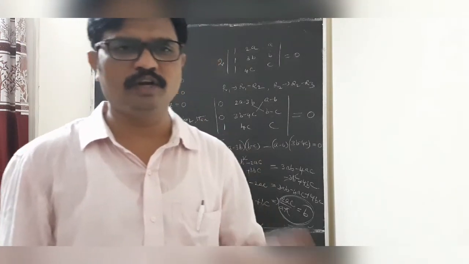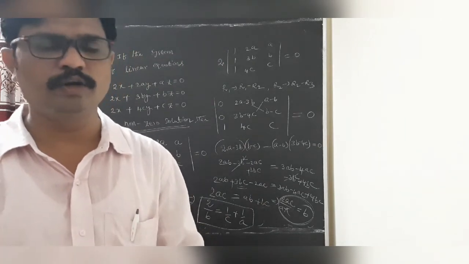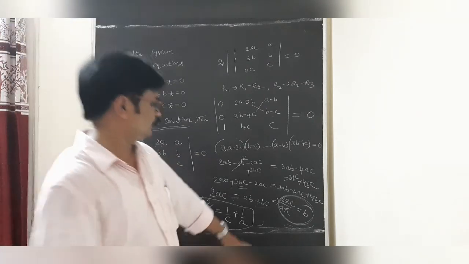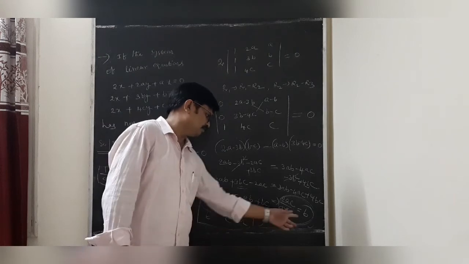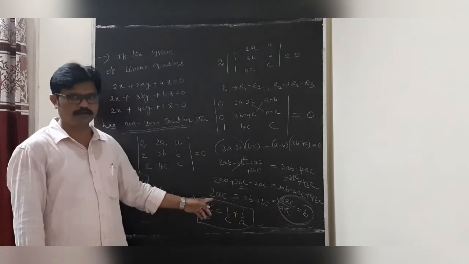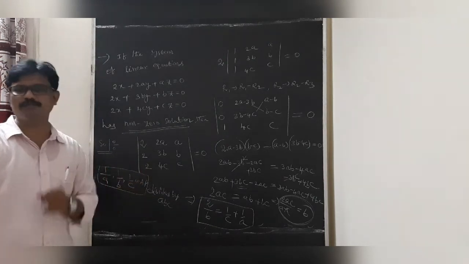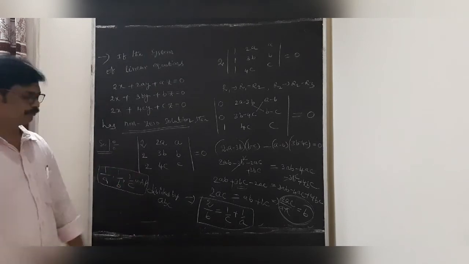We know that A, B, C are in AP, B equal to A plus C by 2. A, B, C are in GP, B equal to root of AC. A, B, C are in HP, B equal to 2AC by A plus C. Simply you can write A, B, C are in HP. But the options are given that 1 by A, 1 by B, 1 by C are in AP.